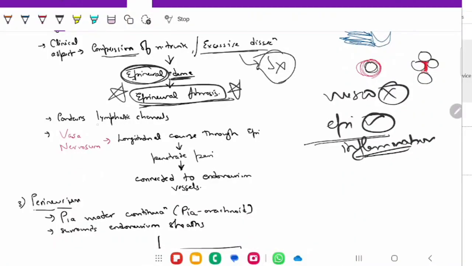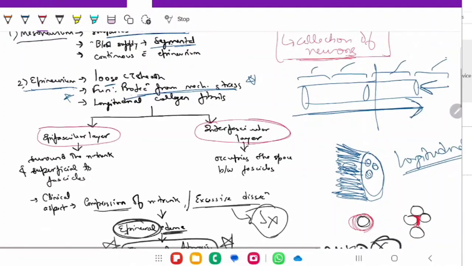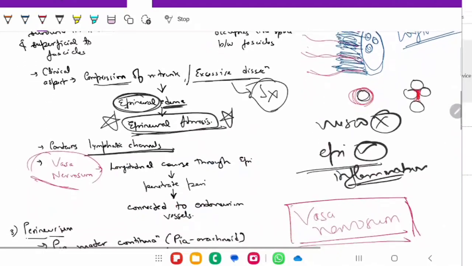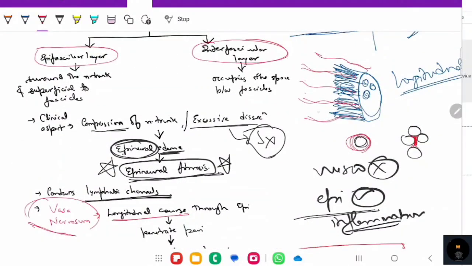Epineurium also contains lymphatic channels. Epineurium also consists of vessels as well, and those vessels are famously known as vasa nervosum. Vasa nervosum. So what they do is, they'll be like these small capillaries again traveling longitudinally in the epineurial layer. This is known as vasa nervosum. Again, as we see, longitudinal course, just like how I showed right now in this diagram.